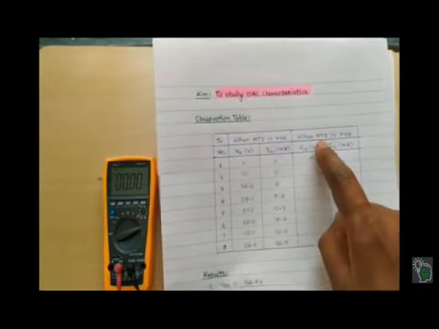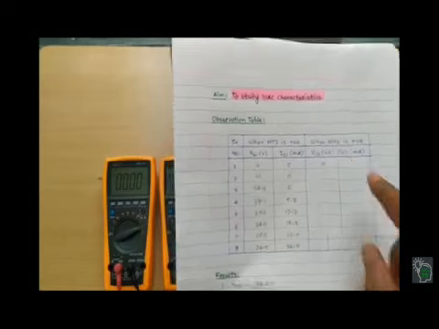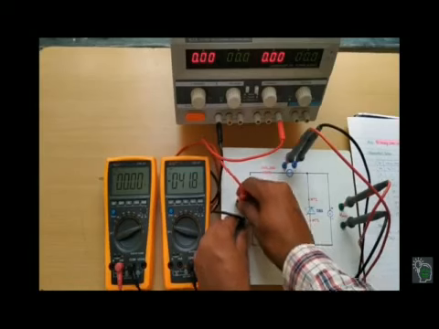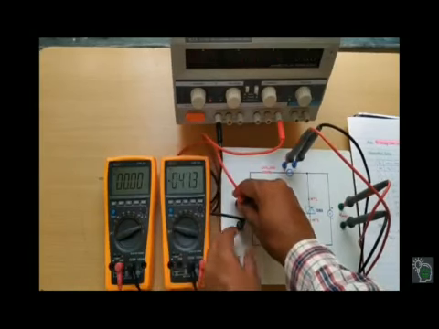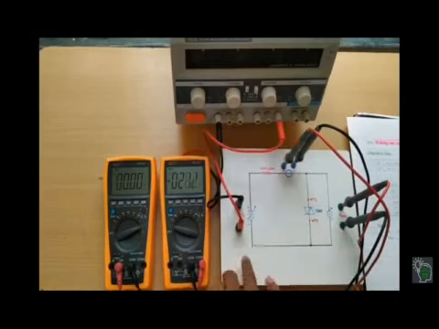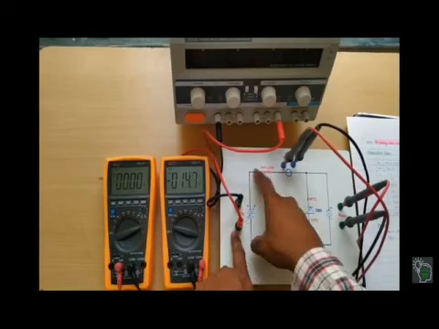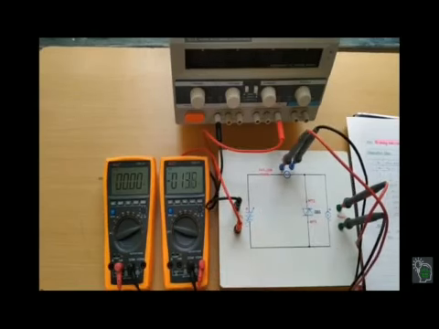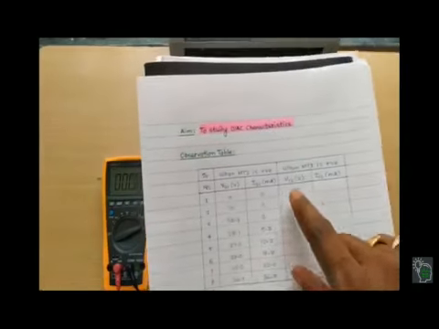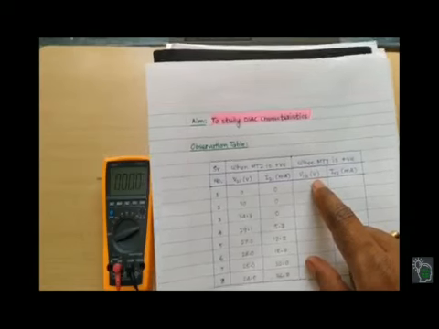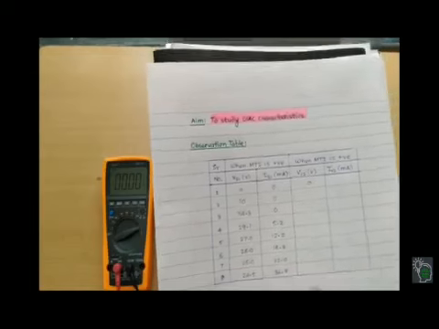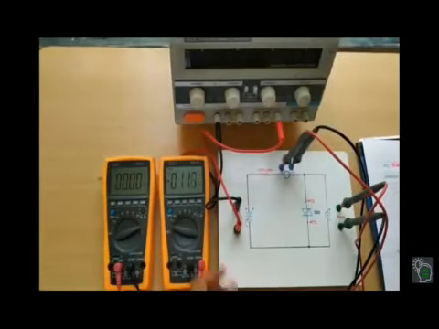Now we are doing the case where MT1 is positive. Just reverse the connection here. The positive terminal is connected to the MT1 terminal, and the negative supply is connected to MT2. We are just reversing the terminals of the power supply. So now we are varying V12 and calculating the current I12.